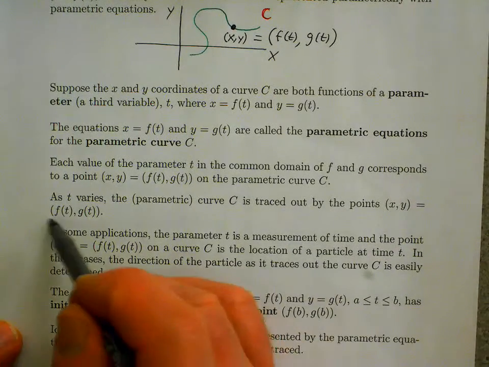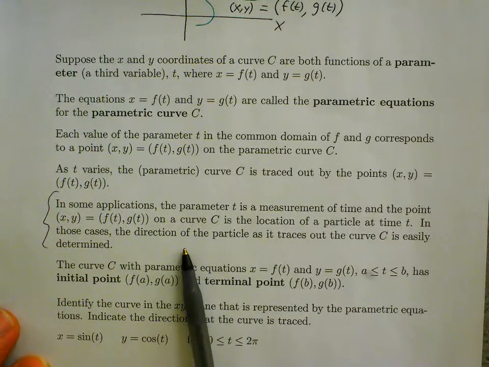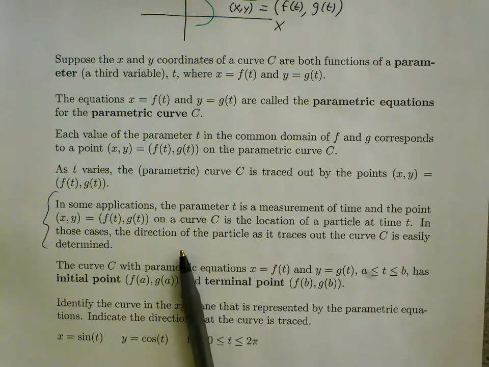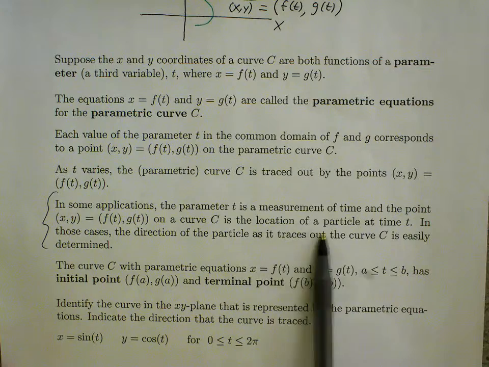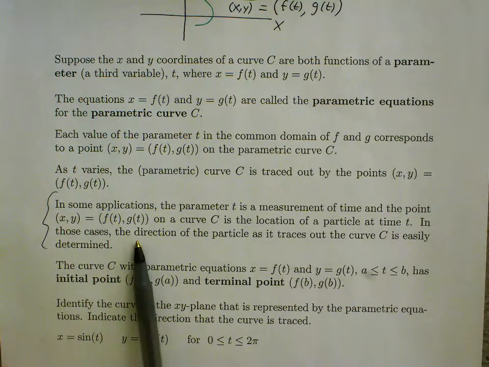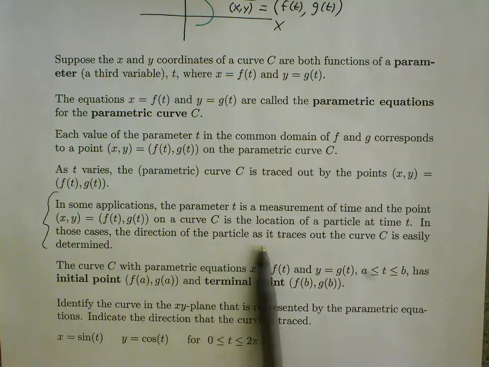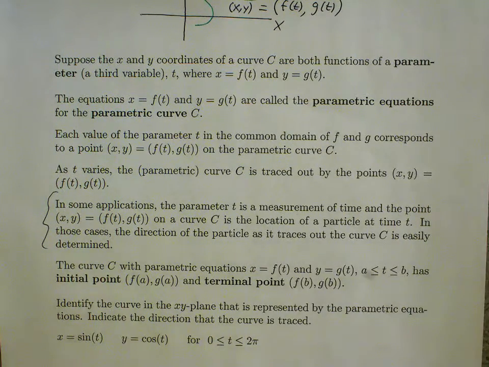Okay, in some applications, the parameter t is a measurement of time, and the point f of t, g of t on a curve is the location of a particle at time t. So in those cases, the direction of the particle as it traces out the curve is easily determined.